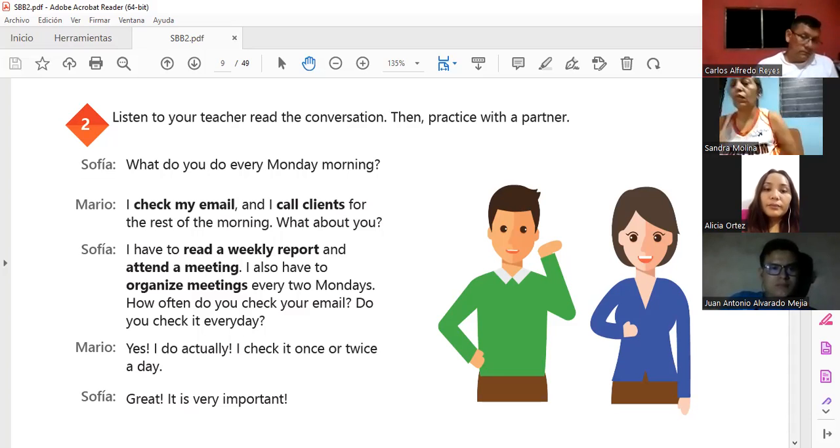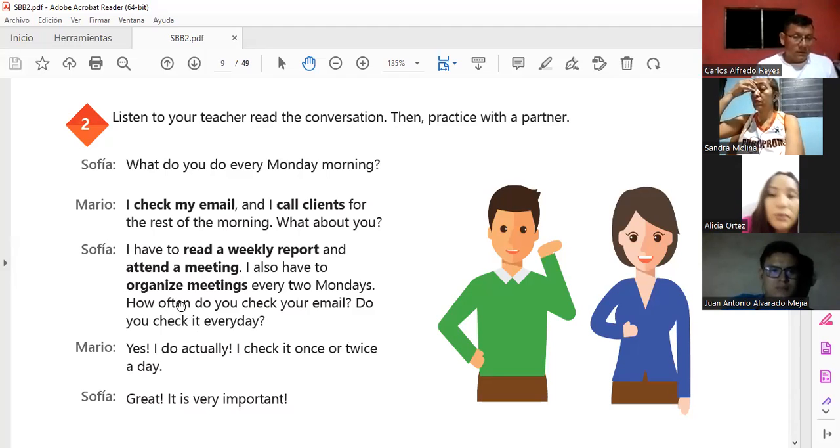Solo una cosa, Erika, no es problema ese. Tenemos esta palabra que dice often y often. Las dos pronunciaciones son correctas. Si le digo often, me van a entender. Si le digo often, también me van a entender. Depende de si es norteamericano o irlandés, o sea, de allá de Inglaterra, que esté hablando. Okay, very good, excelente, good job. Quisiera oír a Sandra Molina y Alicia, por favor.